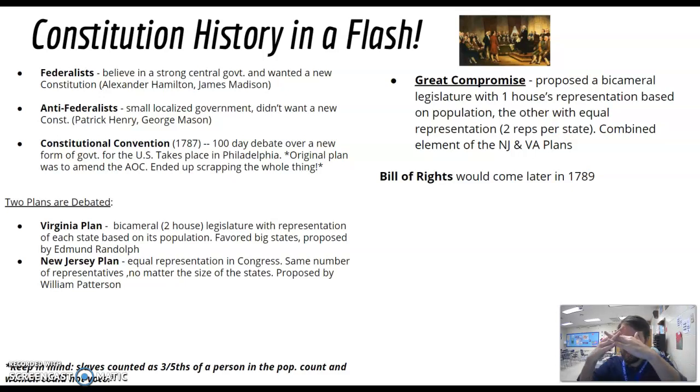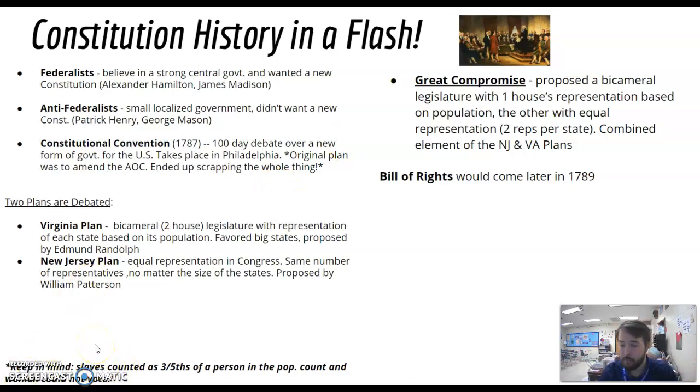So it combined these two plans. They end up drafting a constitution. Later the Bill of Rights comes into play, and we're going to talk about that more this year. And they create a new government, the U.S. Constitution.